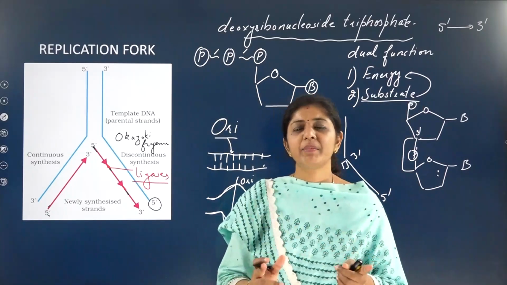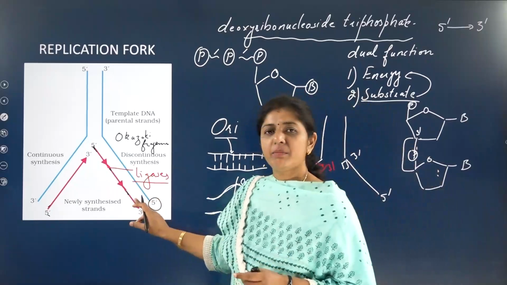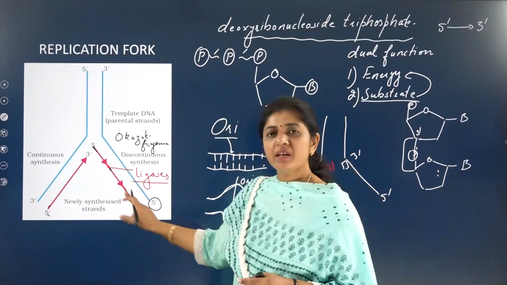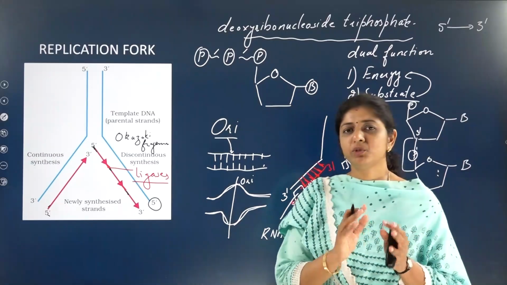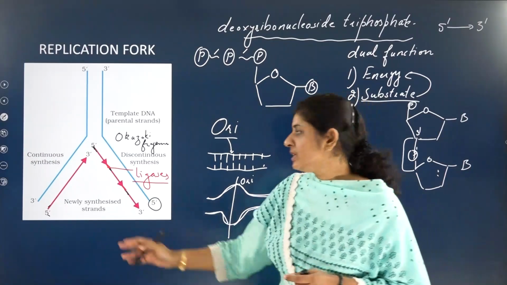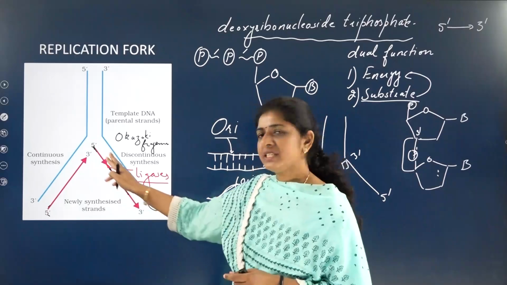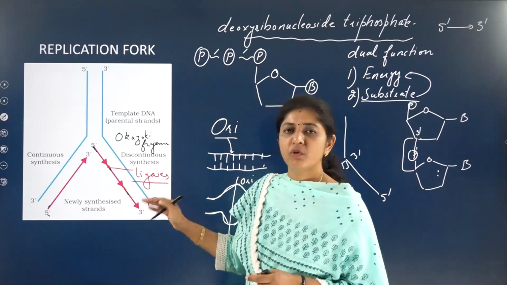Will both the strands replicate? Yes, both the strands will replicate. One in a discontinuous manner, the other in a continuous manner, because polarity must be 5' to 3'. So in that thing, this type of complexity happens. It will be broken in the form of Okazaki fragments.